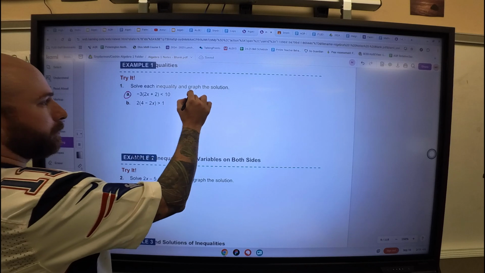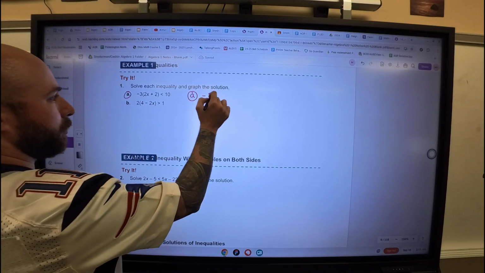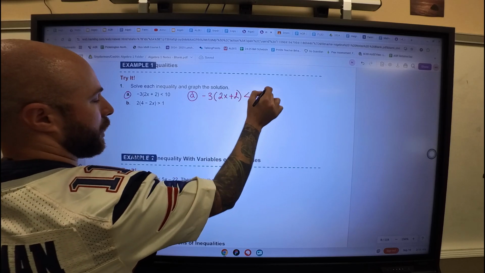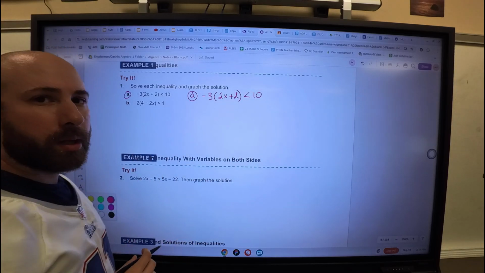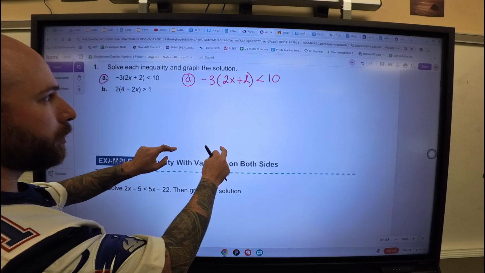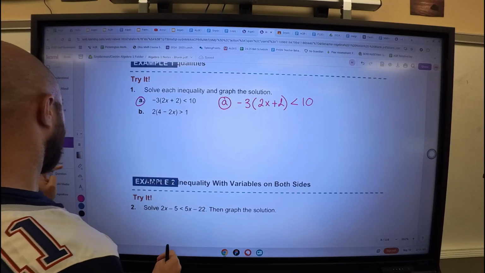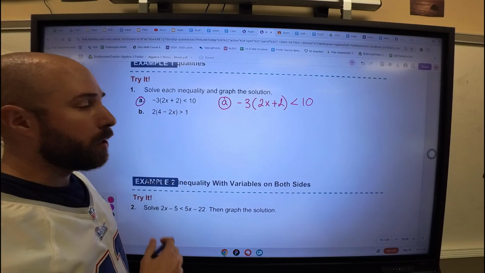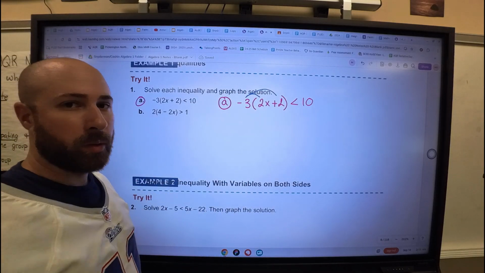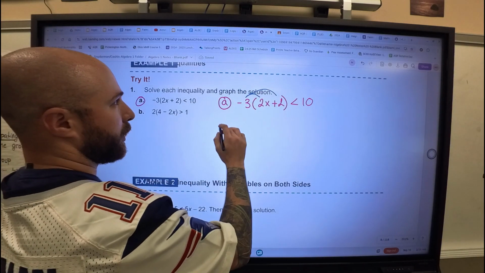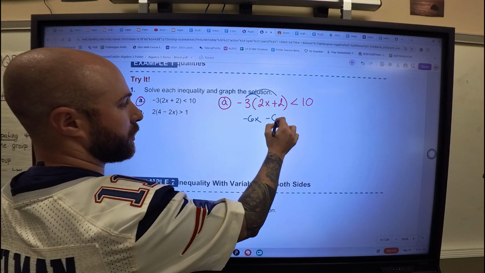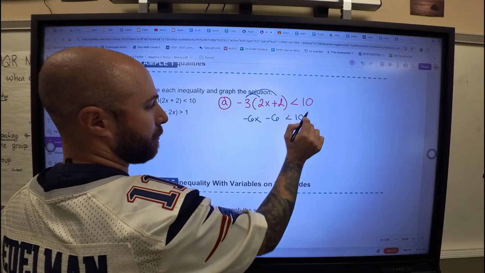So let's look at A. So we have negative 3 times 2x plus 2 is less than 10. Okay, now remember the direction that the inequality symbol goes is very important, right? So just like when we were solving our multi-step equations, we can do the exact same thing with our inequalities. We are going to distribute with our parentheses. So negative 3 times 2x to get negative 6x, negative 3 times 2 to give us negative 6, and we still have the less than 10.